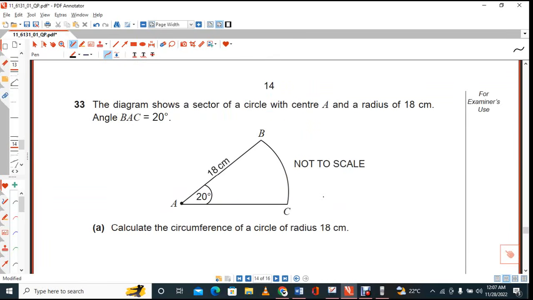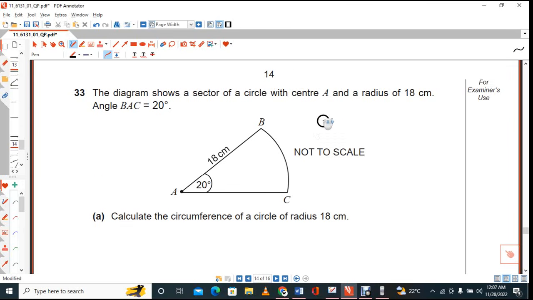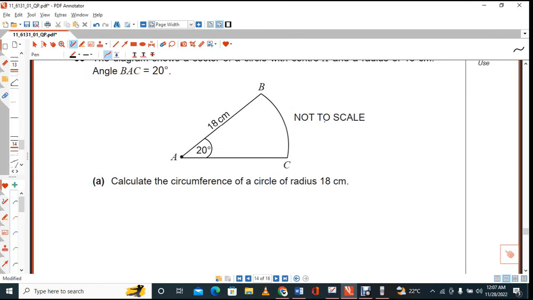Question 33. The diagram shows a sector of a circle with a center A and a radius of 18 centimeters. Angle BAC is 20 degrees. So first question, calculate the circumference of a circle. Now this question doesn't ask anything about that. The formula to calculate the circumference of a circle is 2 pi r.